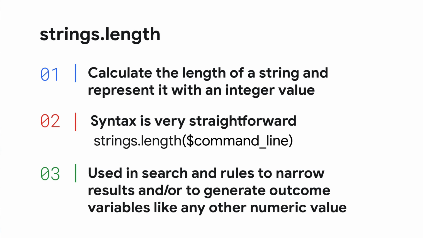This function can be used in the filtering statement of a search, in the events section of a rule, as well as in the outcome section. It just depends if this value is designed to filter out data or is part of a computation.